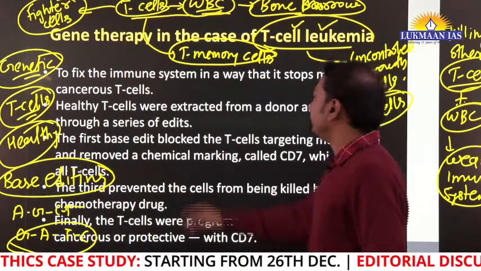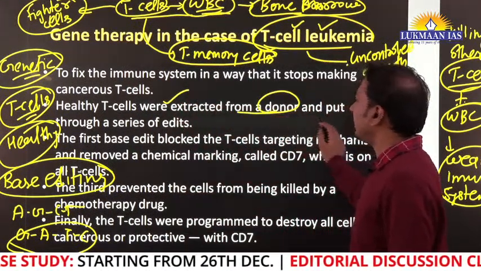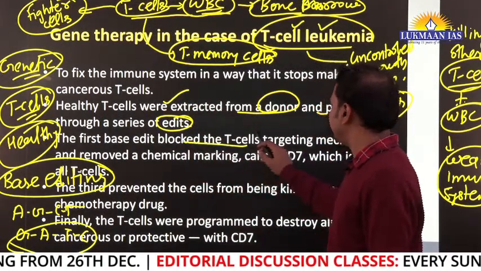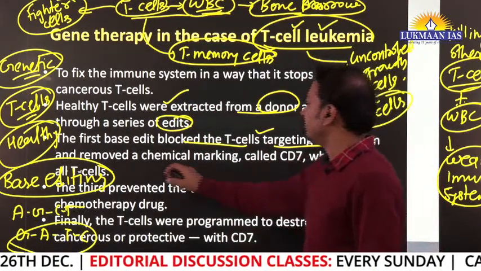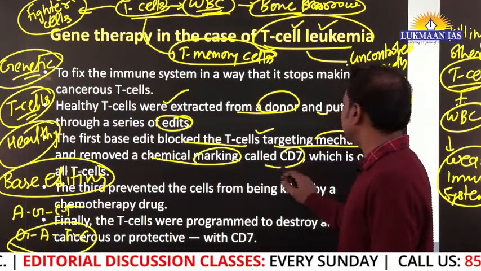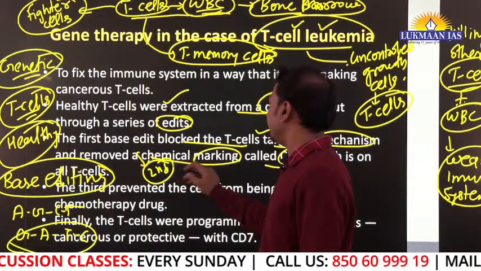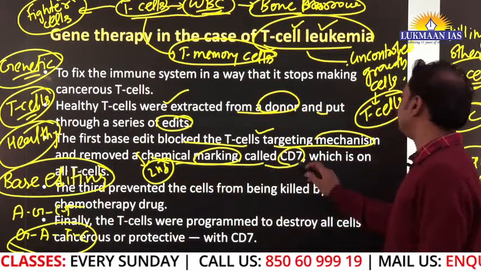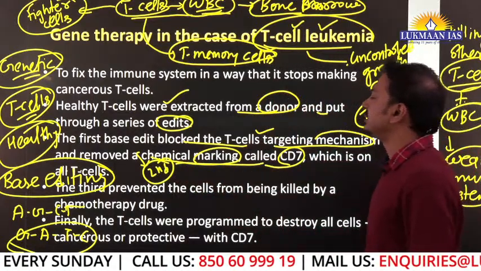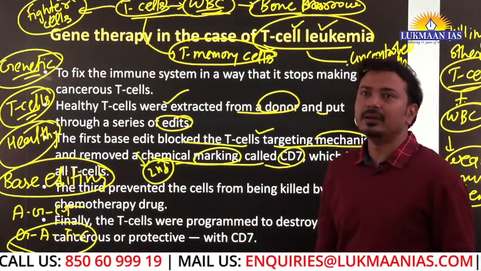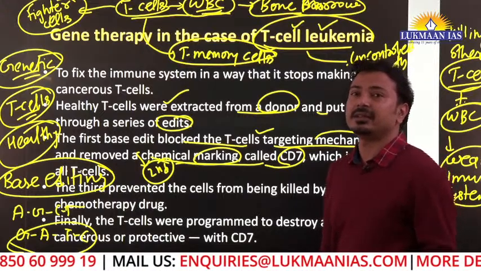Healthy T cells were extracted from a donor and put through a series of edits. The first base edit blocked the T cells' targeting mechanism and removed the chemical marking called CD7, which is on all T cells. Technical things, you do not need to remember them for the exam. But yes, what is important here is the process.